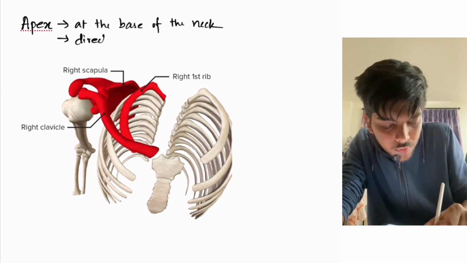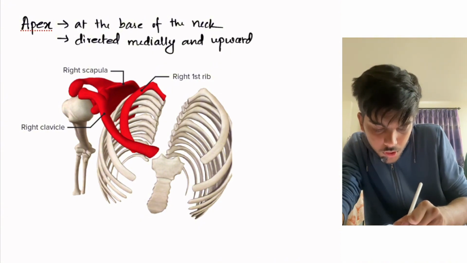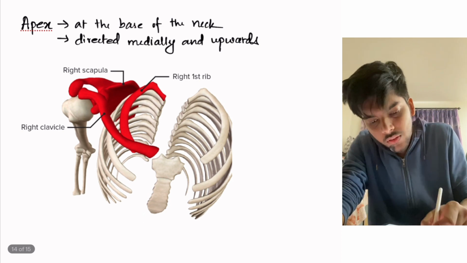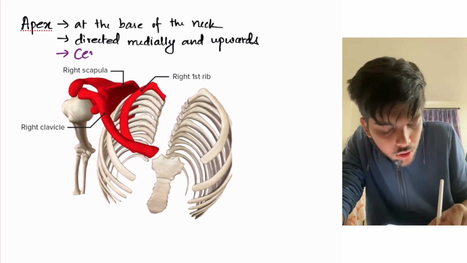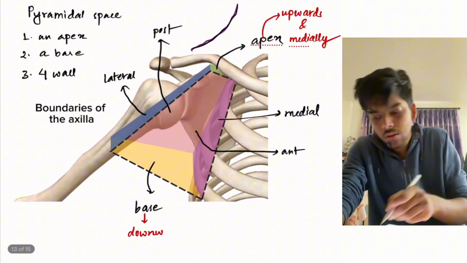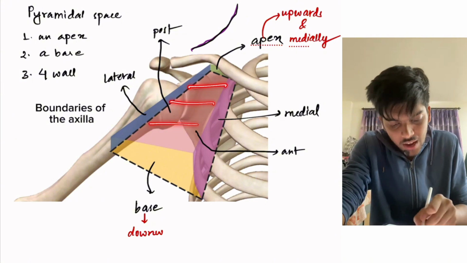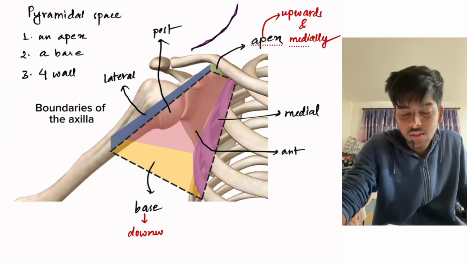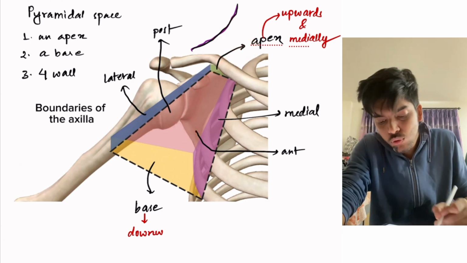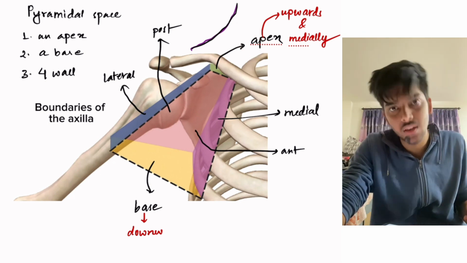Second, apex is directed medially and upwards. So here's the apex. It is directed medially and upwards. Third and important point about apex is that it is also called cervico-axillary canal. The reason being, it acts as a canal between the cervical region, which is the neck region, and the axilla. For various structures such as axillary blood vessels, your cords of brachial plexus, lymphatics, from the neck region to pass into the axilla, it has to go through apex. So apex acts as a canal for structures from the neck region to pass into the axilla. That's why it's called the cervicoaxillary canal.